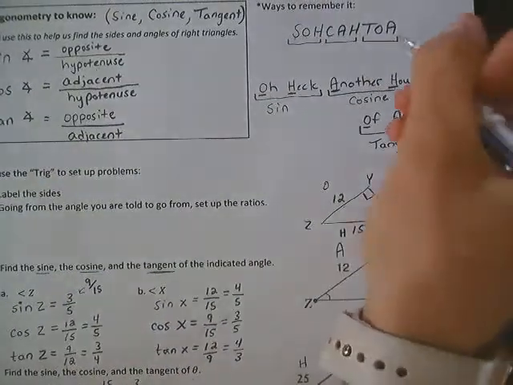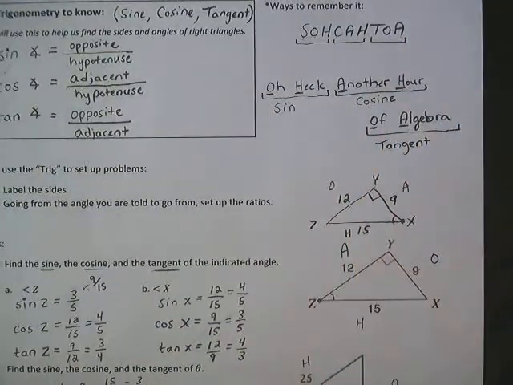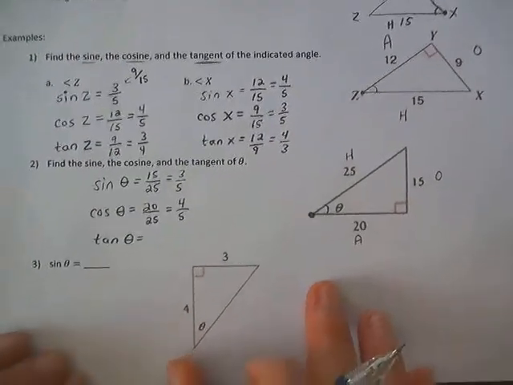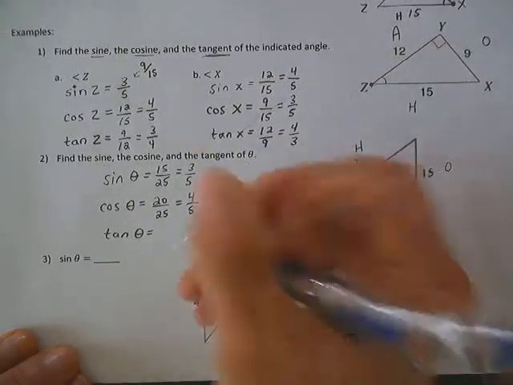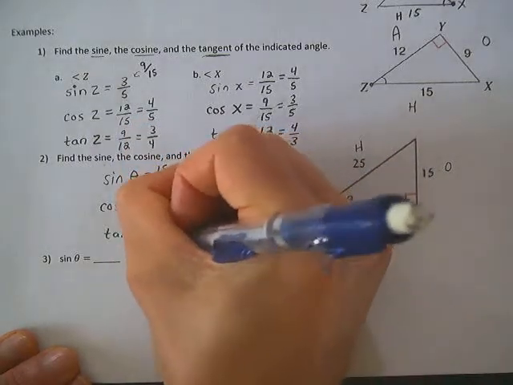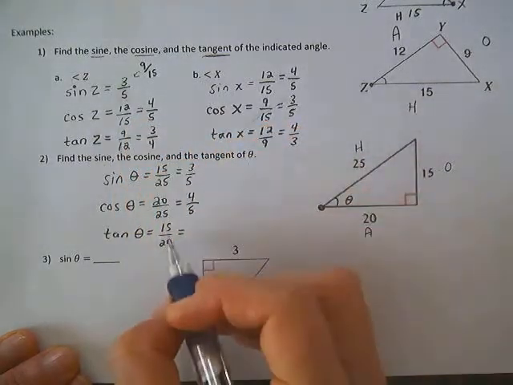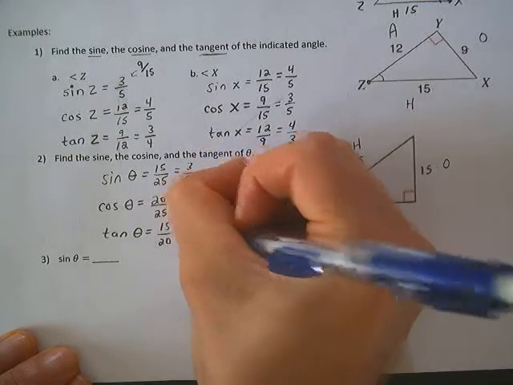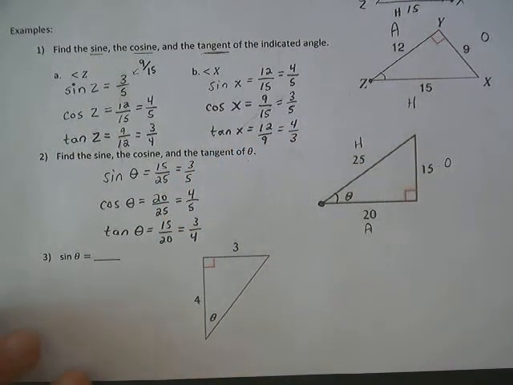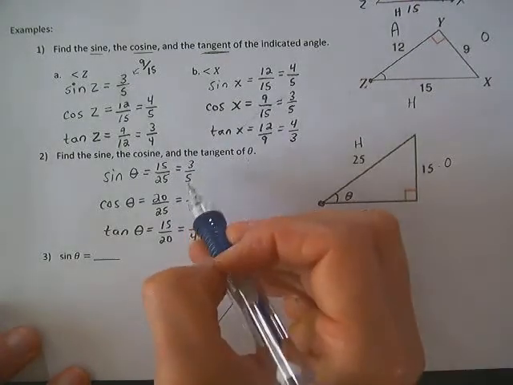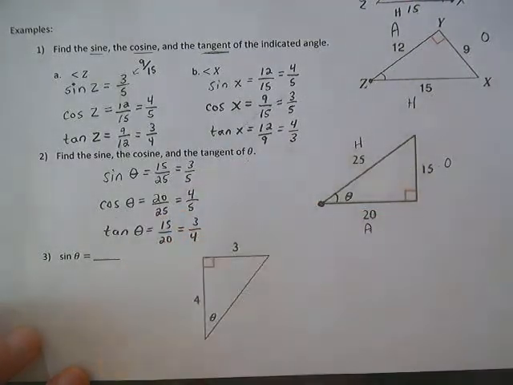last one here, tangent would be opposite over adjacent. So tangent of theta is the opposite side over the adjacent side, so that'd be 15 over 20, which reduces, because 5 goes into both of those as well, to 3 over 4. All right, so those are the trig ratios, the trig fractions for the sine, cosine, and tangent.